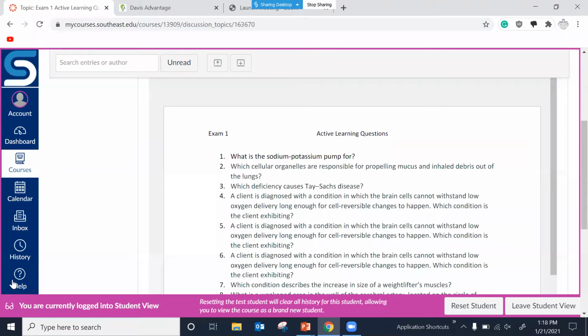So if for whatever reason our mitochondria stop with their energy production, that's what ATP is, it's just energy, then our sodium potassium pump fails and our cells are going to die.